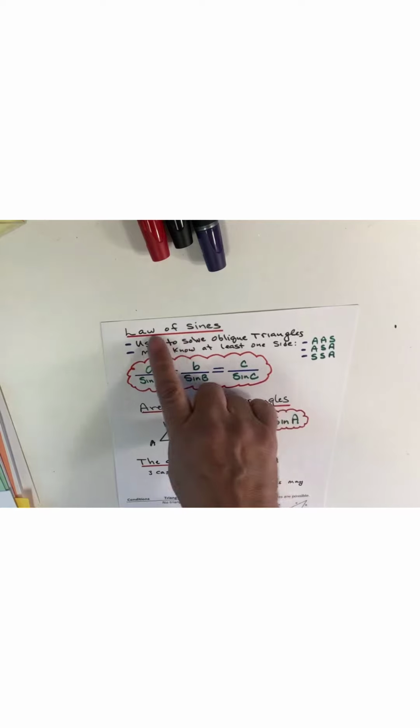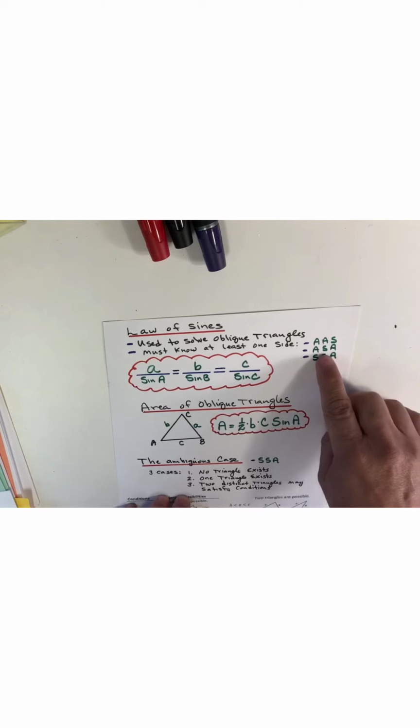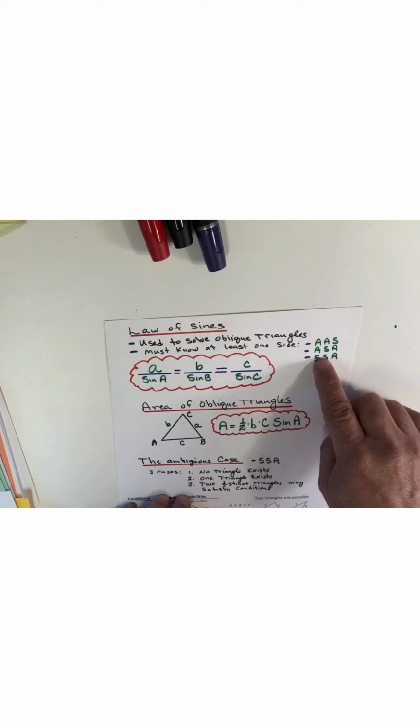This is a recap of the law of sines. It is used to solve oblique triangles. In other words, you don't need a right triangle anymore. You could have any triangle work out this way. And you must also know at least one of the sides. In other words, this guy has a side, this guy has a side, and this guy has two sides. So you have to have at least one of the sides and then the angle or the angles.